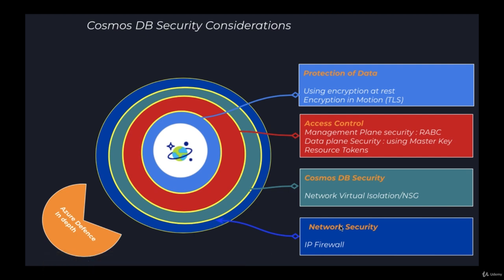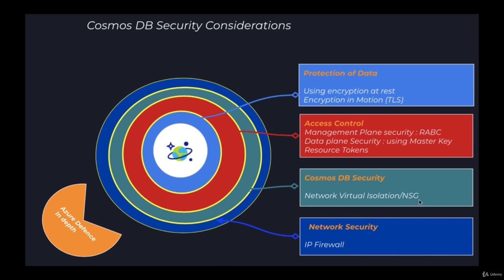In the case of network security, the IP firewall is a first layer of protection to secure your Cosmos DB databases. Cosmos DB supports policy-driven access controls for inbound firewall support. With the help of the IP firewall, you can specify whether a specific IP will be accessing your Cosmos DB, or you can specify a CIDR range. Then you have Cosmos DB security using network virtualized isolation, or using NSGs, network security groups.